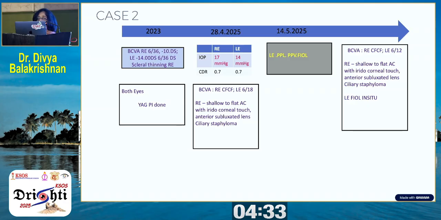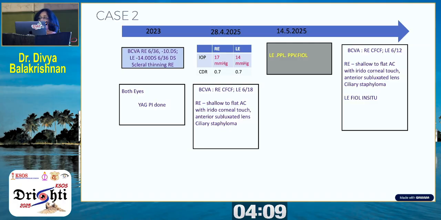Later this kid's sister presented in our OPD with an acute anterior subluxation and angle closure. That kid had to undergo a pars plana lensectomy. So that was the point when this kid was sent to us. Because there was microspherophakia, I did a pars plana lensectomy, vitrectomy, and a flange diol for this kid.